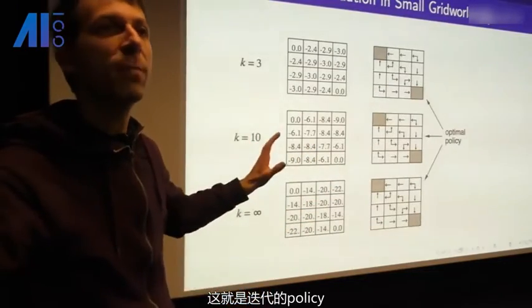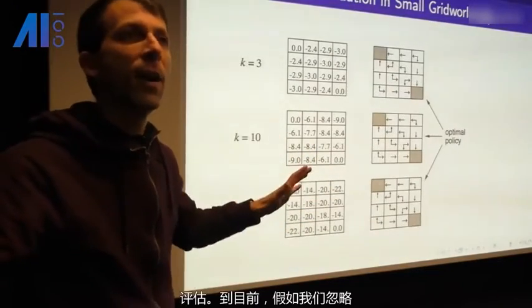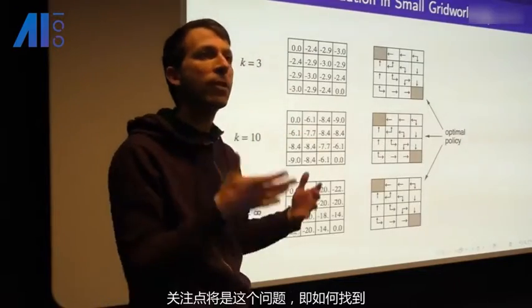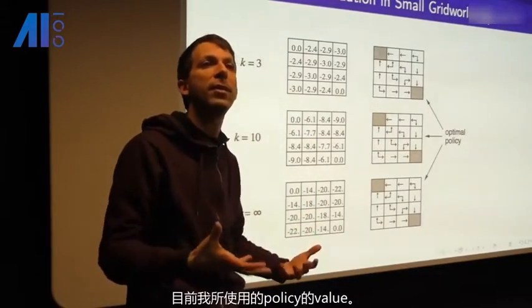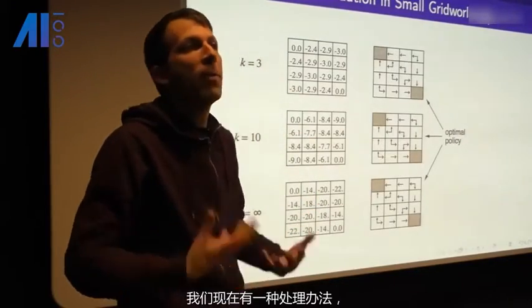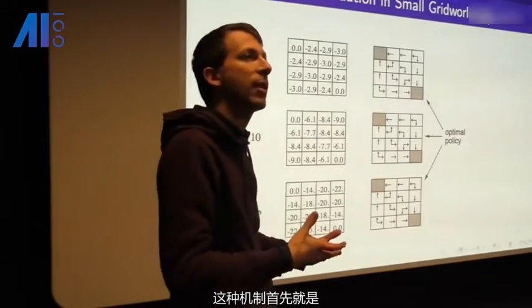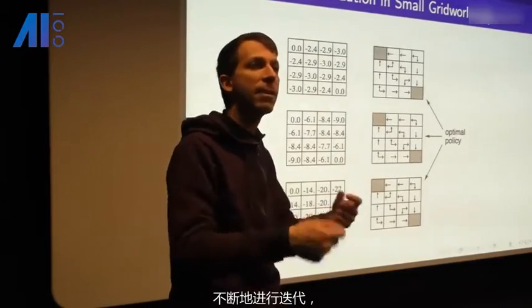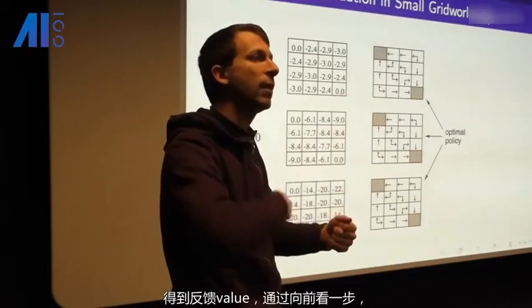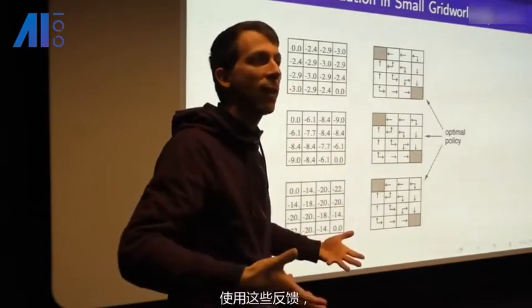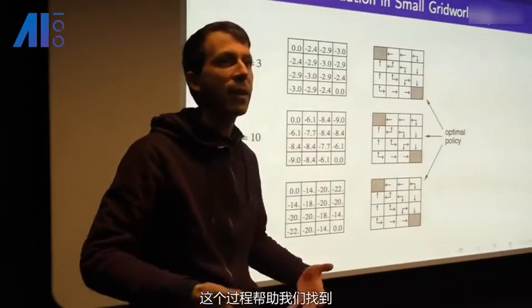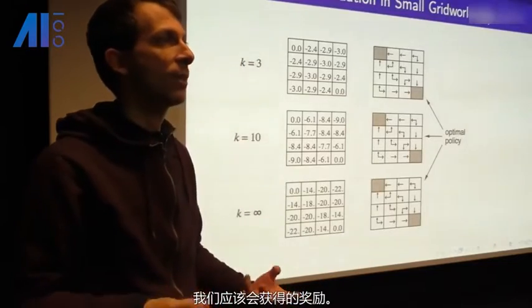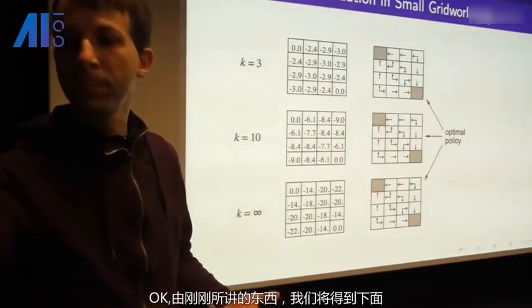Okay, so that was iterative policy evaluation. So far, if we ignore that right-hand column, really what we've been focusing on is the problem of how to figure out the value of my current policy. And now we've got a first mechanism for doing so, which is to iterate our Bellman equation again and again, feed the value back into itself, do these one-step look-aheads, and figure out what the new value is in every state. That helps us figure out exactly how much reward we're going to get.